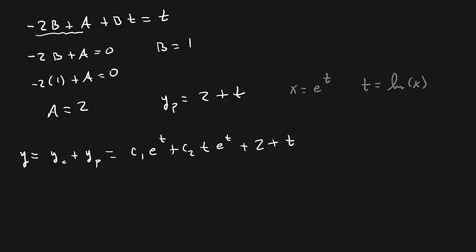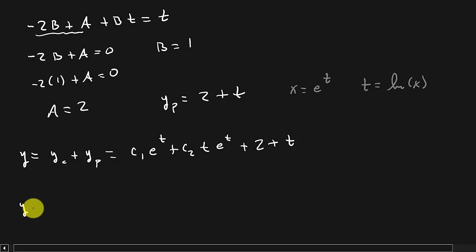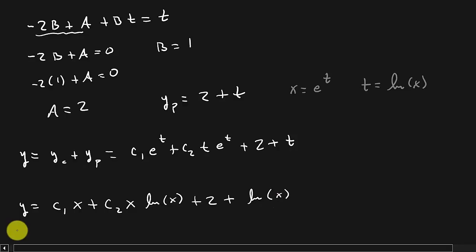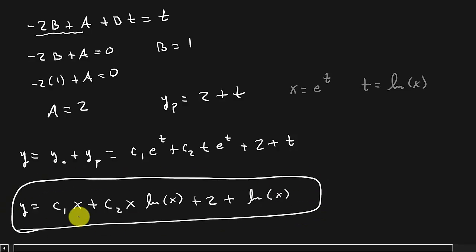All right, so that's going to give me y is equal to c1, and e to the t I'm going to replace with x, plus c2. Okay, e to the t is x, t is natural log x, and then plus 2, that's just a 2, plus t, and t is natural log x, and there is your solution. So that's a pretty good problem there. It's a lot going on.